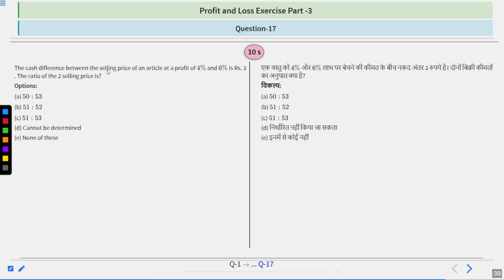The cash difference between the selling price of an article at a profit of 4% and 6% is 3 rupees. The ratio of the two selling prices is, you have 5 options and 10 seconds to analyze the question. Your time starts now.